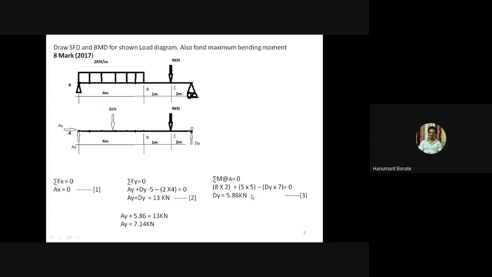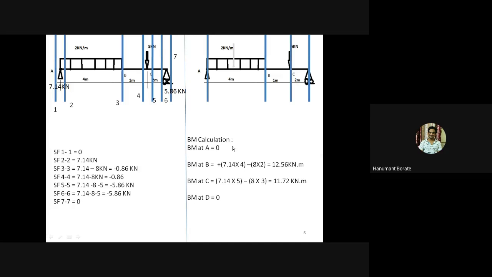So if we solve this equation, we get Dy equal to 5.86, and if we put the value of this Dy in the second equation, then we get the value of Ay equal to 7.14 kilonewton. Okay. Now we'll do the calculation for the SF and bending moment.